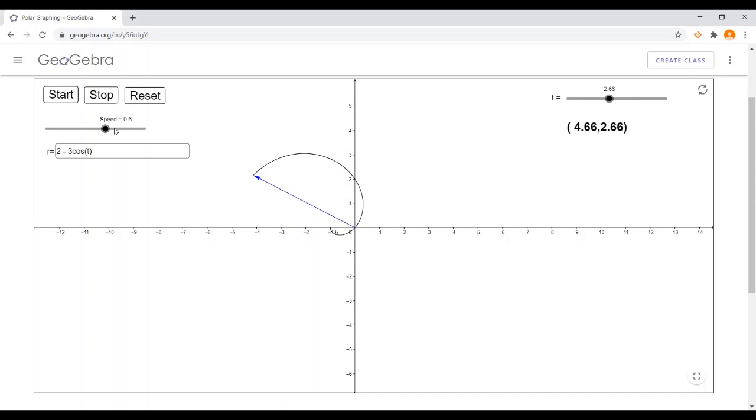So let's actually let this finish drawing out one more time and stop. Okay, so you kind of get the idea now, hopefully, how polar graphs are drawn. Remember, your angle is always increasing from 0, generally all the way around to 2 pi, and your radius can be either positive or negative as you move through.